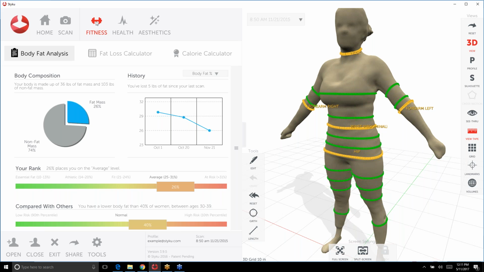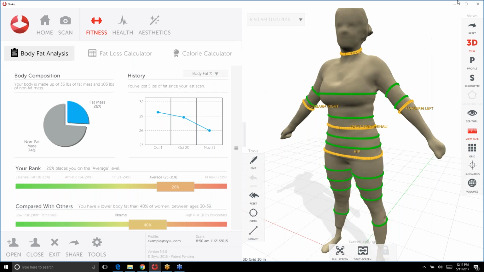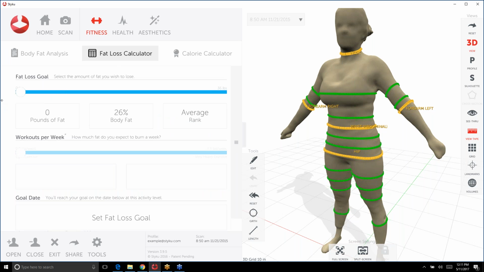Now, once we've built context, it gives us the opportunity to set a goal. So you recall in the last slide, I'll just bring that up again. After context comes goal setting, right? So goal setting is possible now that we know what rank she is, in this case, average. We can just drag this slider over, and at Styku, this is the way we do it. We just drag a slider over, and we go from average to fit to athletic. So if she lost, let's say, 11 or 12 pounds of fat, she'd go all the way to the athletic category, 19% body fat, 12 pounds of fat.